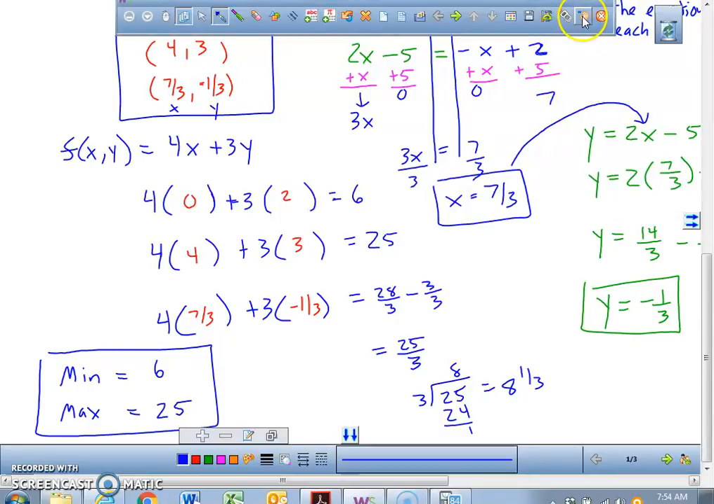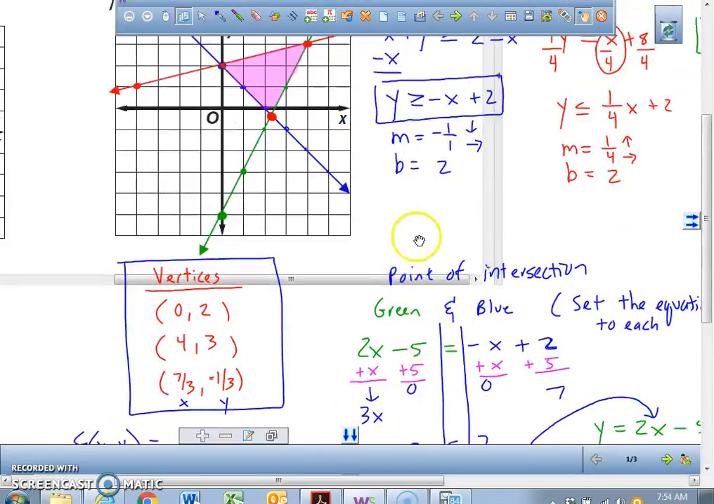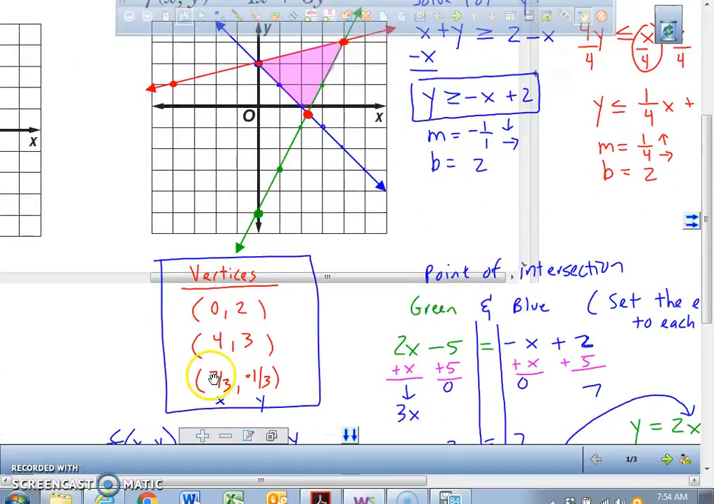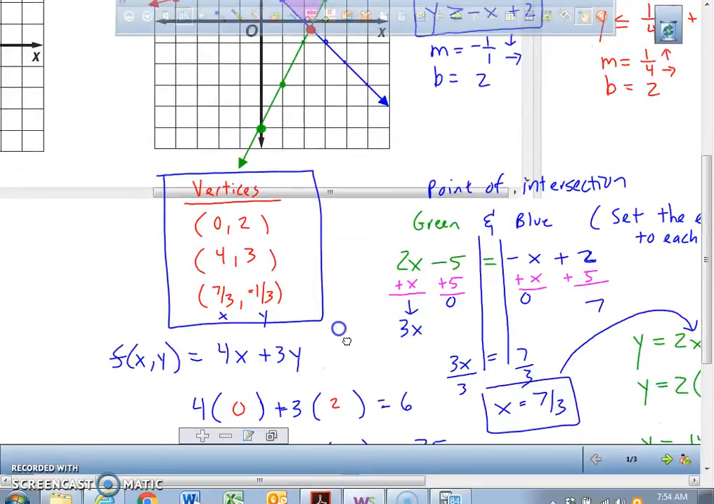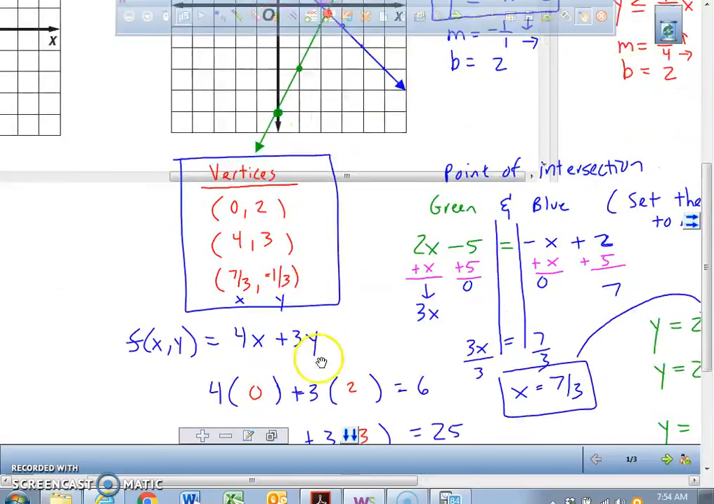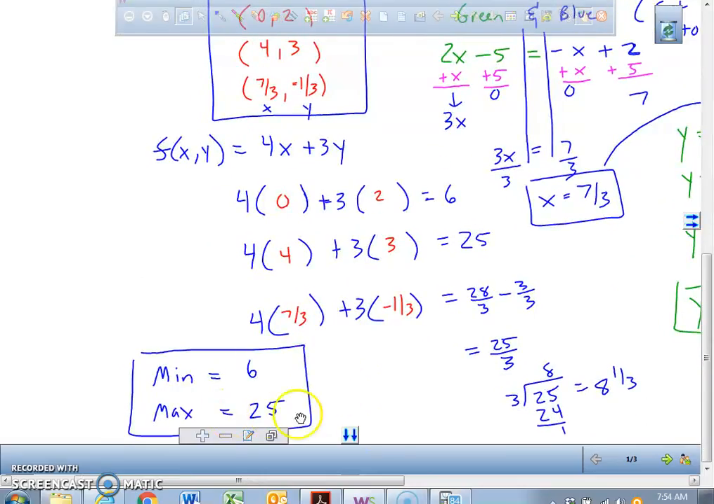So, in review, what am I expecting? I'm expecting you to take these 3 graphs and graph them accurately. Then the next thing we found was the vertices. And one of them was tricky. The blue and the green, what did we have to do? We had to set them equal to each other and find that ordered pair, which was 7 thirds and negative 1/3. And last but not least, we take this function right here, and we plug in all of the vertices that we found, and we find the maximum and the minimum of that function. All right, and that's it.